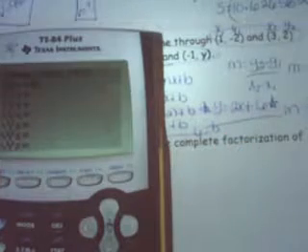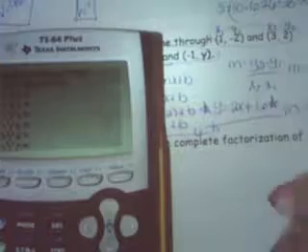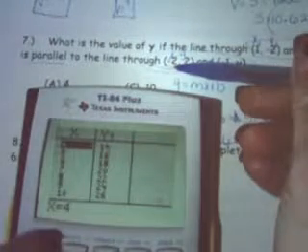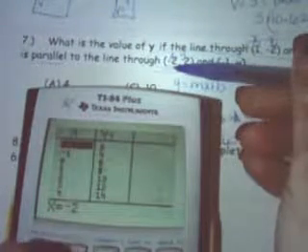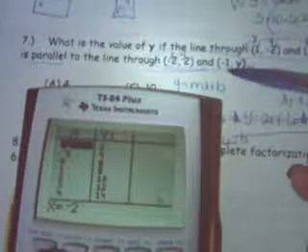Okay. And then we're going to put in 2x plus 6. And then I'm just going to press second table and bring up my table. Make sure we did it right. When x is -2, y is +2. When x is -1, y is 4.